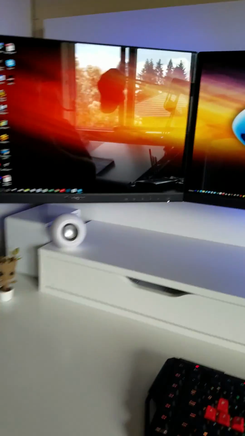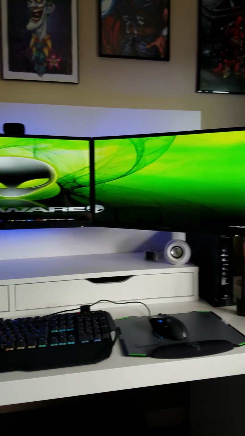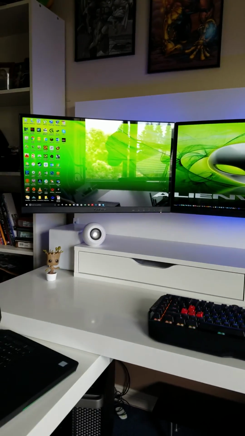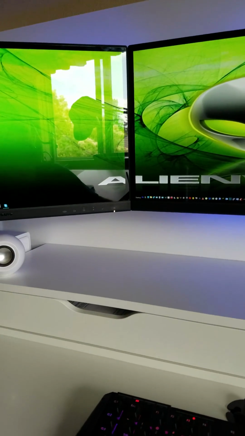This is still, nothing's connected whatsoever. No wires, nothing. Boom. I have absolutely no idea how this is happening. I can even do it here.